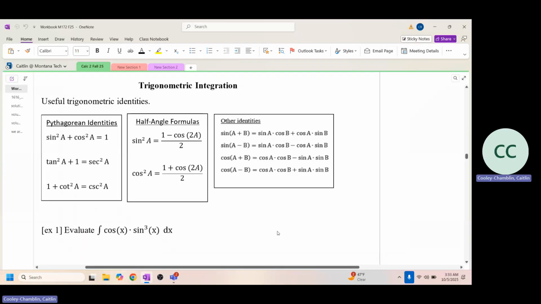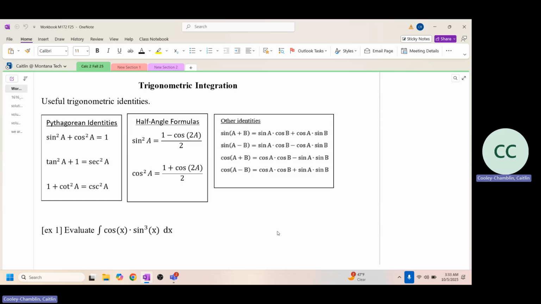Hey everyone, today we are going to go over some trig integration. They're just using some different techniques. Some of them are intuitive, some of them just are not. So I want to show you some differences in how we would go about this.